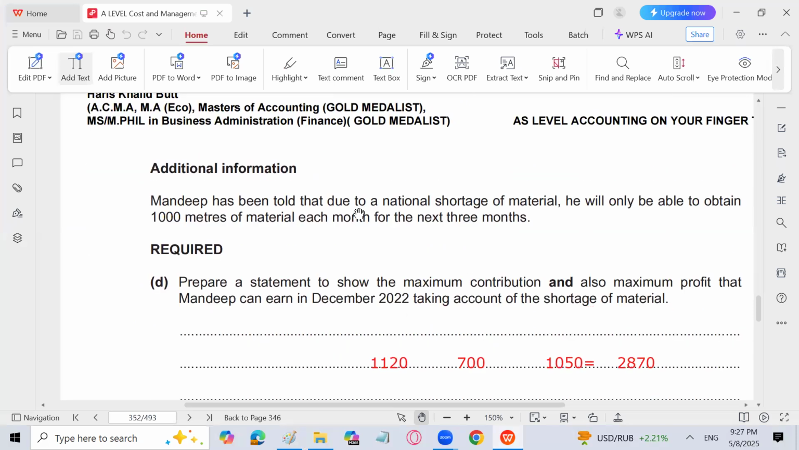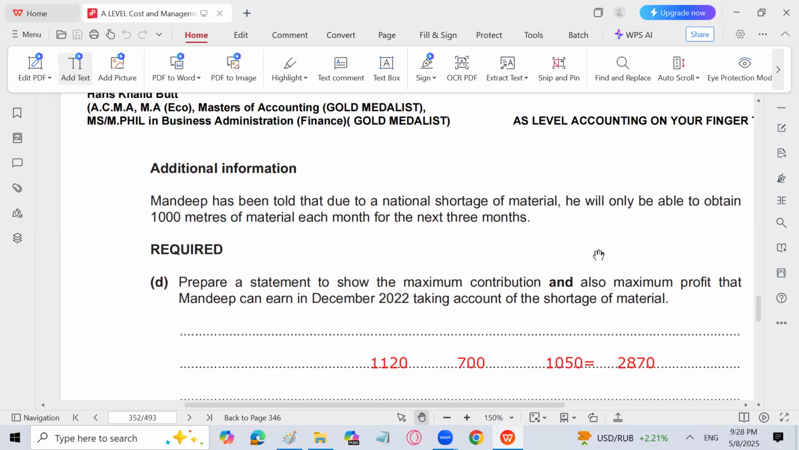Mandeep has been told that due to a national shortage of material, he will only be able to obtain 1000 meters of material each month for the next 3 months. Prepare a statement, show the maximum contribution and also maximum profit that Mandeep can earn in December 2022, taking account of the shortage of material.